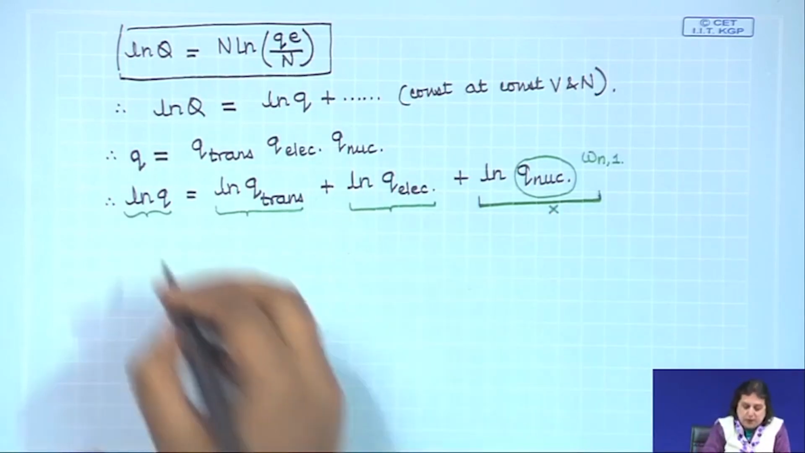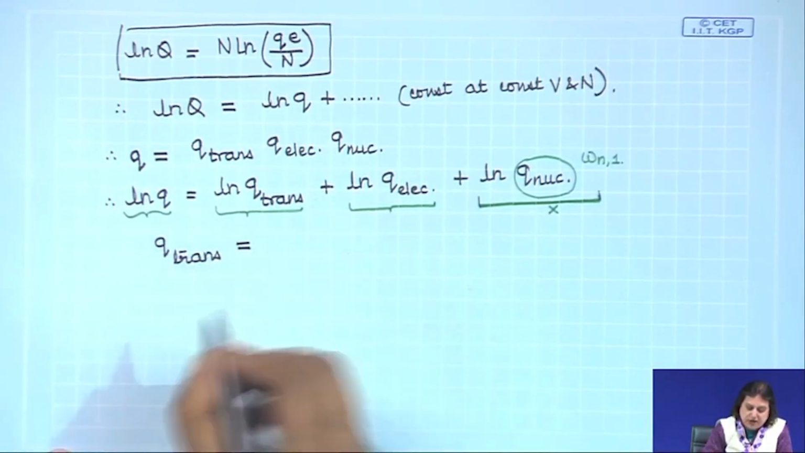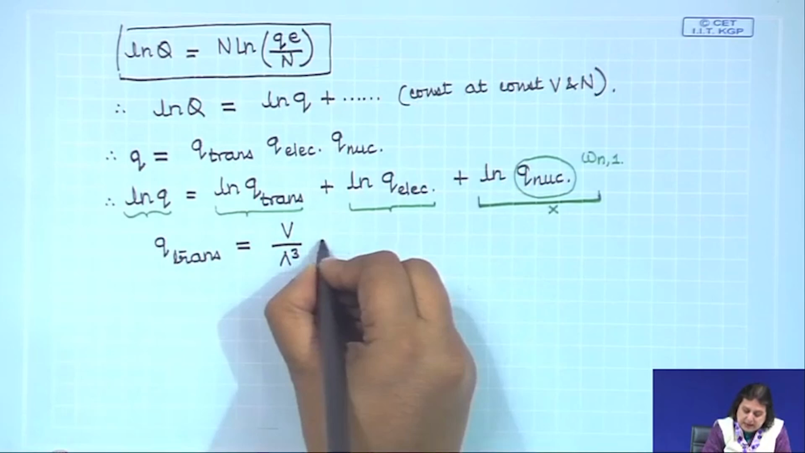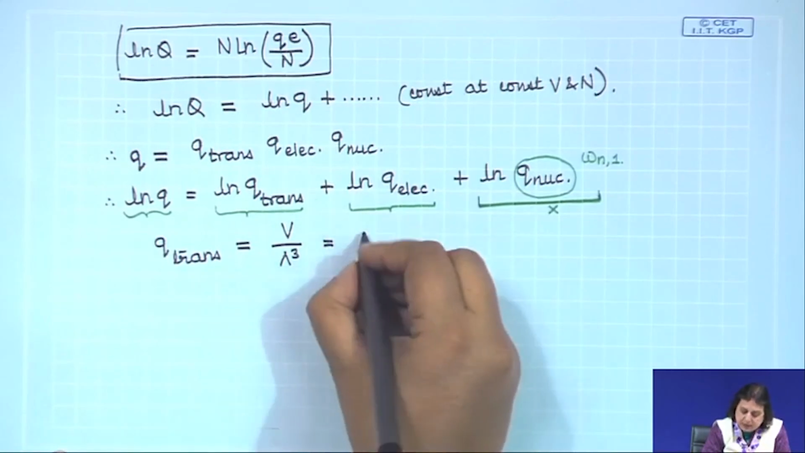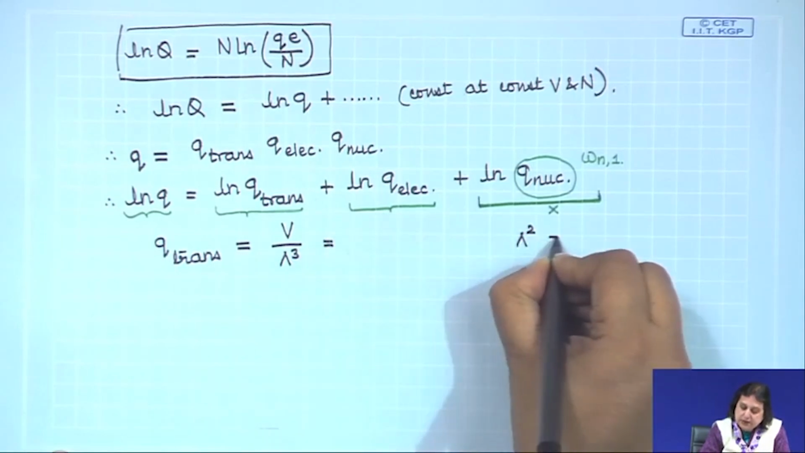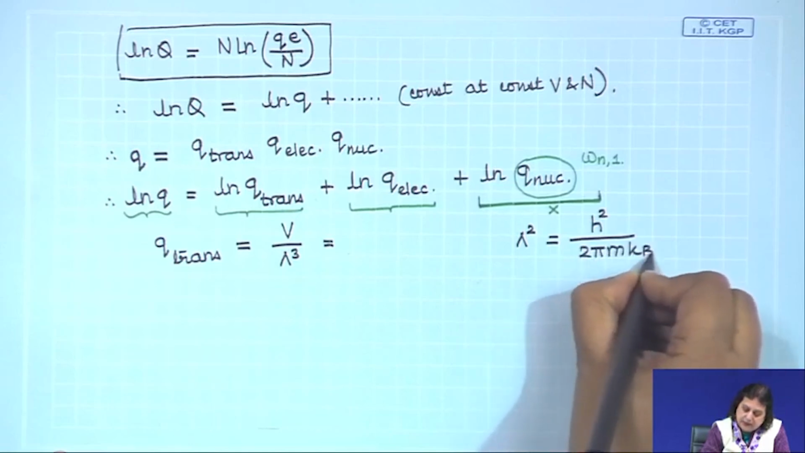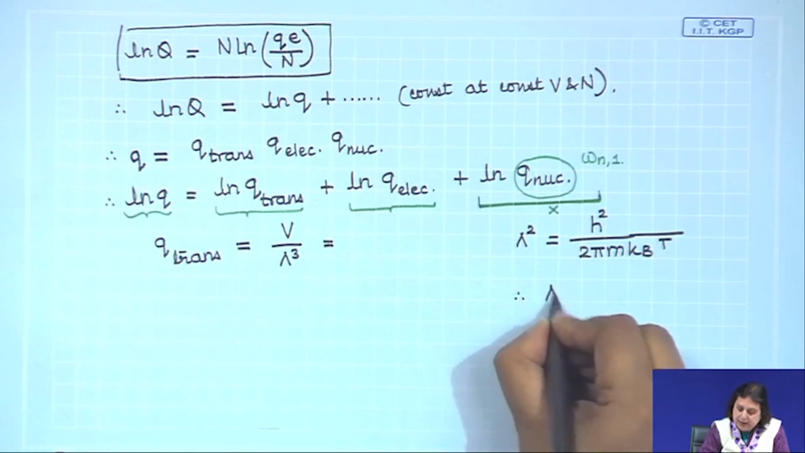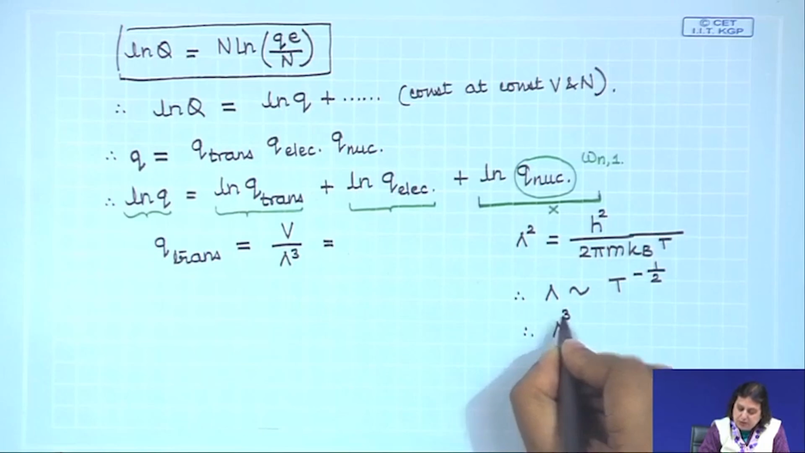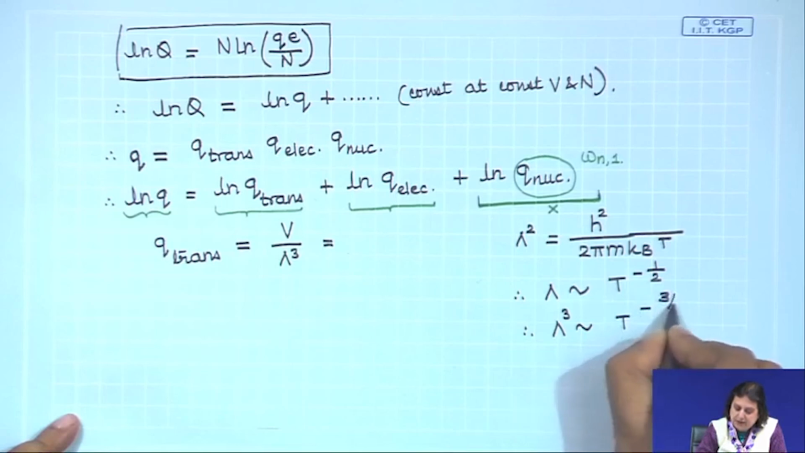Now, if I look at the expression for q trans, that is V by lambda cubed, and this I can write as some constant times lambda to the power of minus 3. If I use the expression for lambda, I know that lambda squared is equal to h squared divided by 2 pi m k T. So, what is lambda? Lambda goes as T to the power of minus half. Therefore, lambda cubed should go as T to the power of minus 3 by 2.